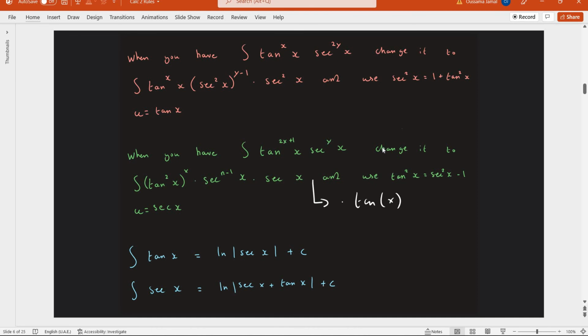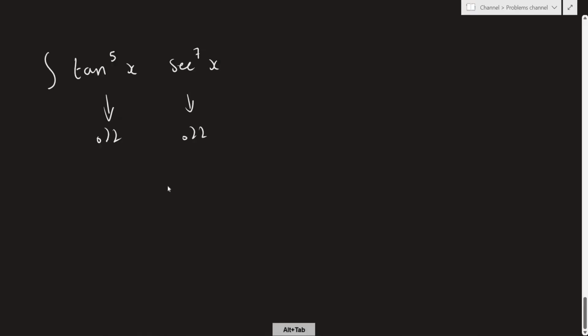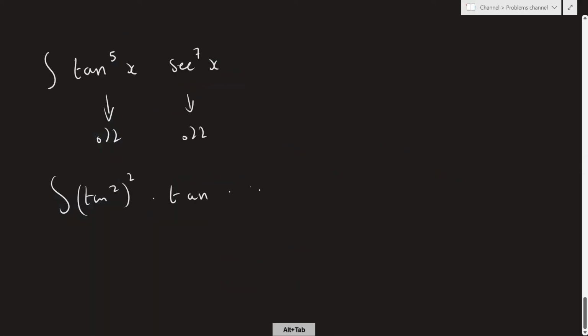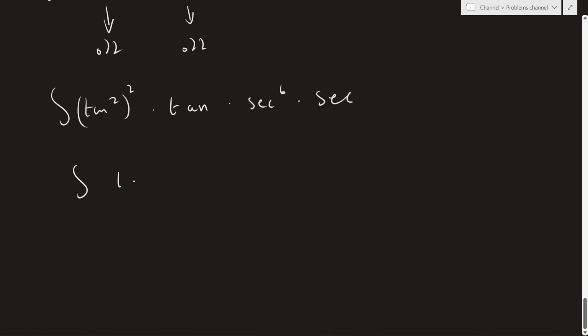So let's apply it. So first we change the form of tan. So it's going to be tan squared power the rest, which is 3. We take 1 out of this, because we want to multiply by tan. So it's going to be tan power 2 times tan. Then continue normal. Okay, so apply the rule for secant. It's going to be secant n minus 1, meaning it's going to be secant power 6 times secant. Okay, rewrite this. It's going to be tan squared power 2 times secant power 6 secant times tan.